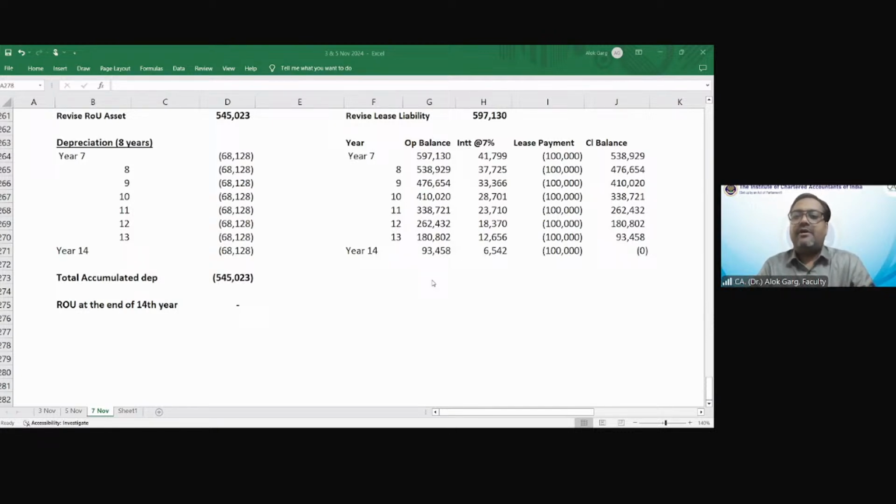And today we are going to cover one aspect of lease modification, when there is a decrease in the lease term.